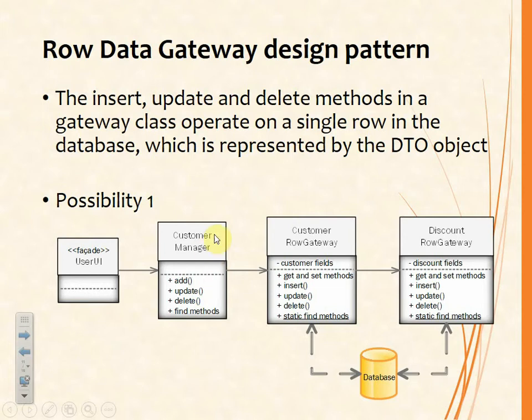You can see that the customer manager is still interacting with the customer gateway, but this is now a row gateway. And so the find methods have become static. There are customer fields in here to represent the columns in the database table. Therefore, one set of data from one row will appear in one instance of this row gateway class. There'll also be one for the discount, and that association is preserved that there was between the two DTOs. But now that the DTOs are buried inside the gateway, then that association has to be moved across to the gateway classes as well. So this is possibility number 1.